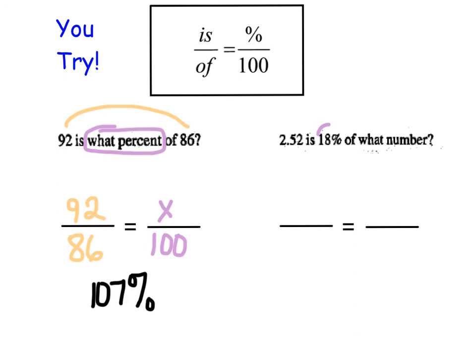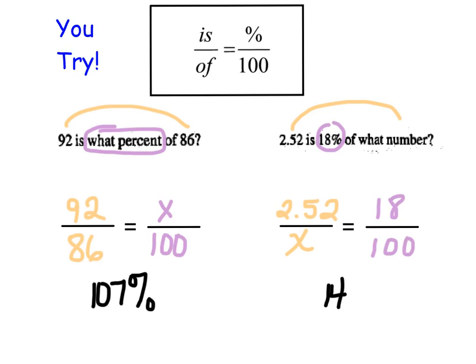First, looking for the percent, 18%, so that's 18 out of 100. My fraction, 2.52 out of x. Once I do my calculation, I'm going to get 14. So the denominator where the x would be is 14. Nice job, that's the percent proportion.